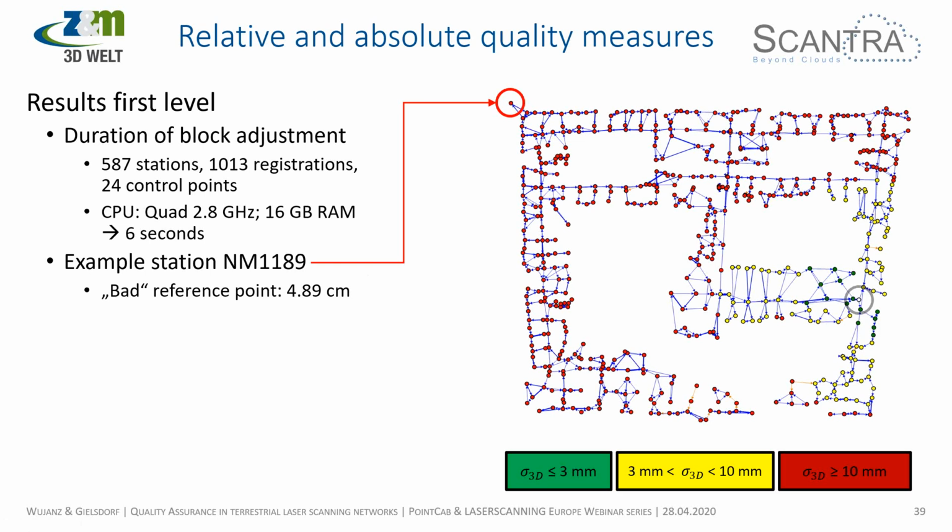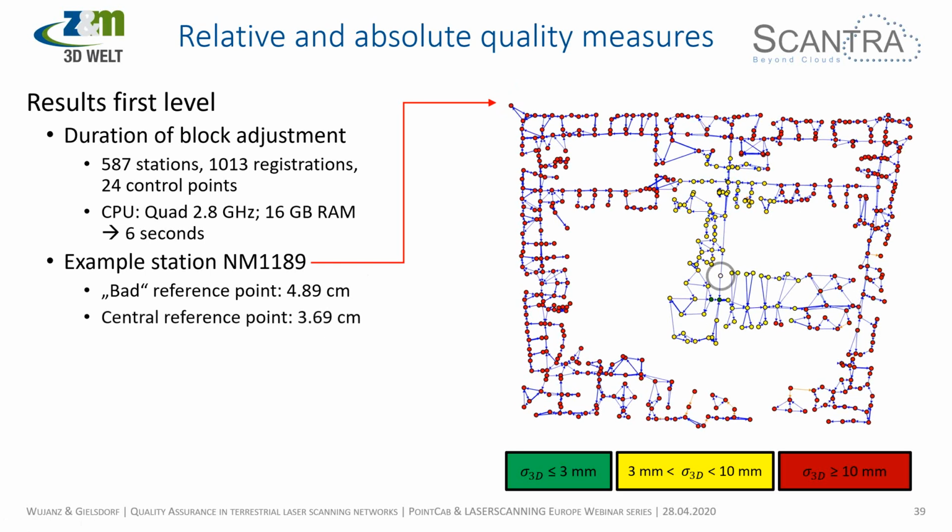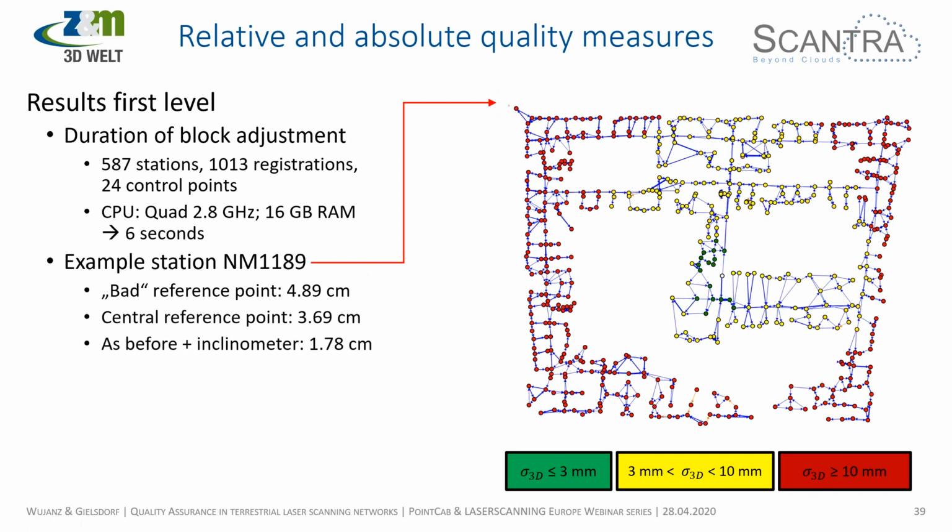So the first thing that we could do is simply place the reference datum into the center, and that actually decreases the error of this particular station down to 3.69. But it's, again, not too great. I told you you can also add, for instance, inclinometer information. So I did this, with the very same configuration. The datum was in the center, but just adding this small component decreased the error by nearly half. So we're now down to 1.78 centimeters.